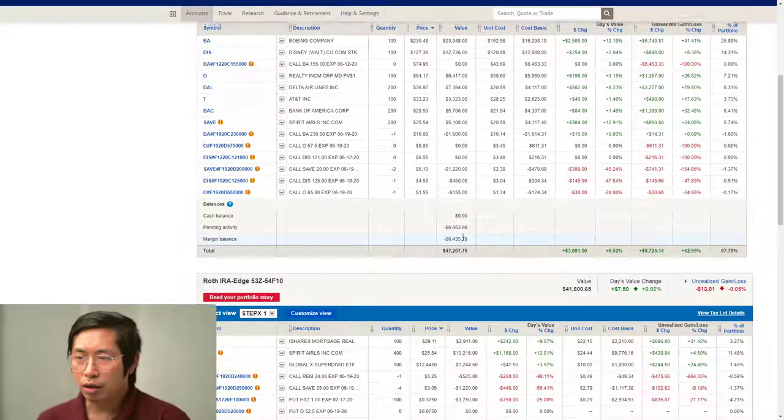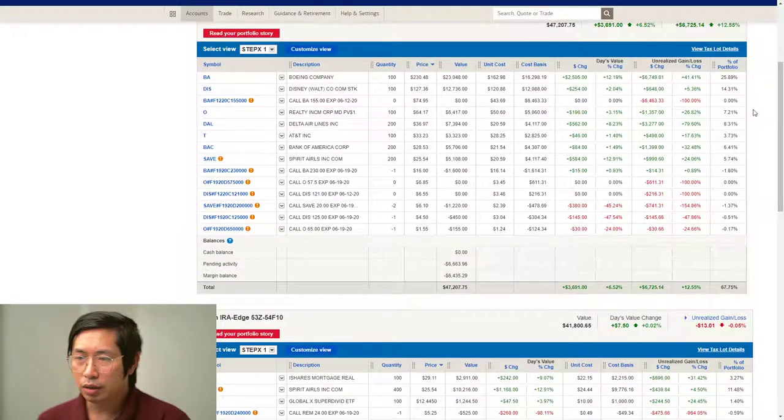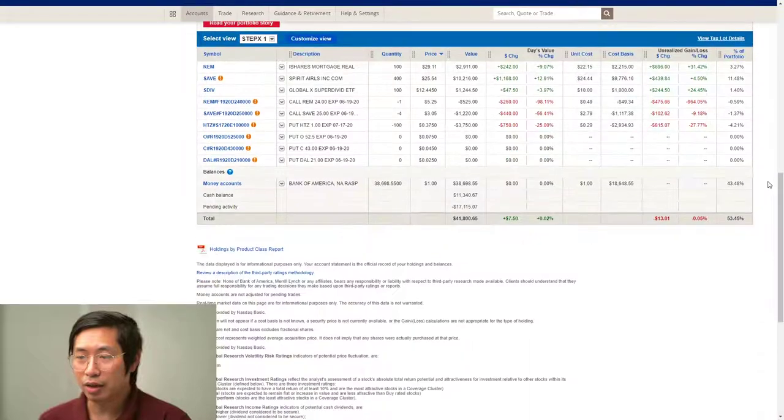Hold on, let's go back to my taxable account real quick. So I can see here, my best performing stocks right now are the airline stocks. So we got Delta Airlines up about 80%. That's insane. And Boeing is up 41%. Even Spirit Airlines is up 24%. So all of the airline stocks that I've invested into, they're up by a lot. I'm really happy about that.